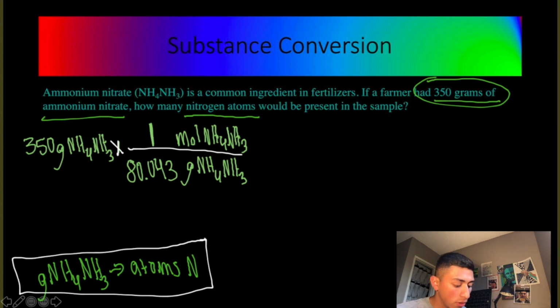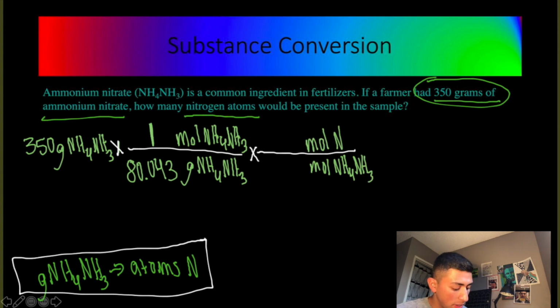The next conversion is going to be from moles of ammonium nitrate to moles of nitrogen, because nitrogen is the element that we are converting to. Whenever we're converting from one substance to another, in this case from ammonium nitrate to nitrogen, regardless of the units, you always have to keep in mind that we're going to do a mole to mole conversion. That's what justifies this conversion, and that's why we go through moles.